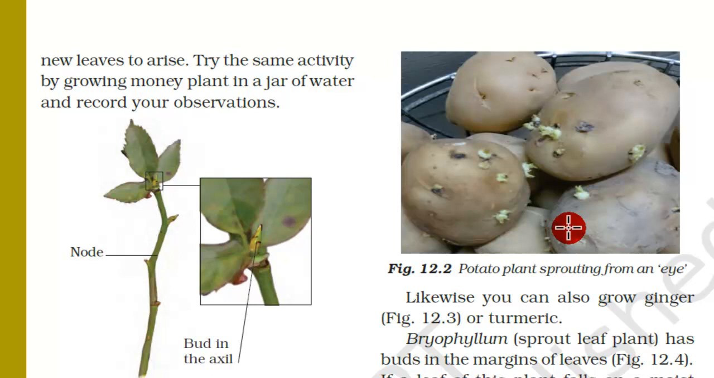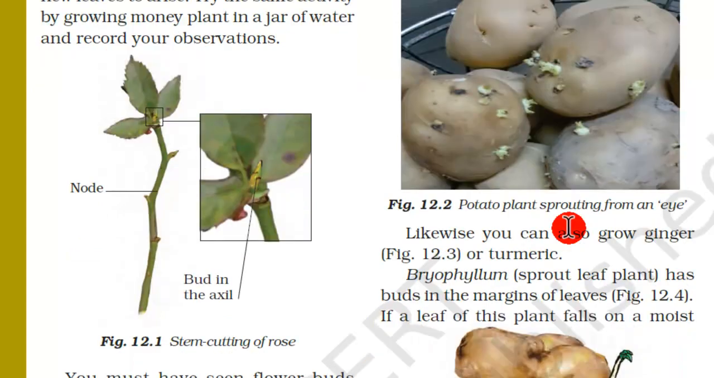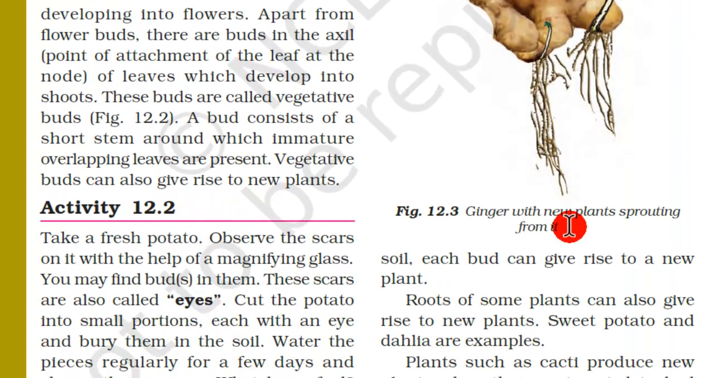Flower is the reproductive part of a plant. A flower may be unisexual with either the male or female reproductive parts.